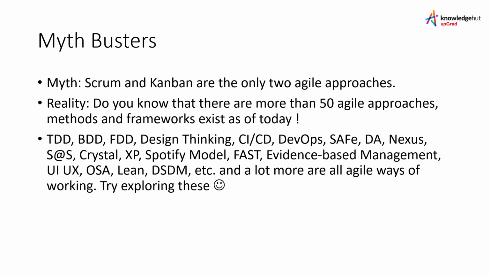And then there is another interesting mythbuster I'm going to tell you. Many people think that Scrum and Kanban are the only two kinds of agile approaches you can go with, right? But the reality is that more than 50 agile approaches, methods, and frameworks exist as of today. And agile is a very big umbrella. You call it TDD, BDD, FDD, design thinking, CI/CD, DevOps, Scaled Agile Framework, SAFe, Disciplined Agile, Nexus, Scrum at Scale, Crystal, extreme programming, the Spotify model, FAST, evidence-based management, UI, UX, Lean, DSDM, and whatnot. All these are agile ways of working. Try exploring these. So, Scrum and Kanban are not the only two agile approaches. There are several agile ways of working.